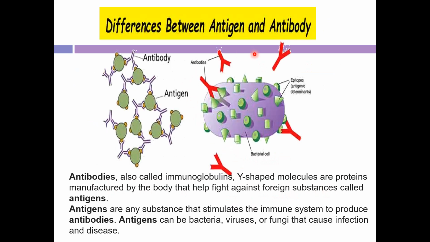What is the difference between the antigen and antibody? Antibody is also called immunoglobulin. Antibodies are Y-shaped molecules. Y-shaped molecules are proteins manufactured by the body that help fight against foreign substances, and those are called antigens. Antigens are any substances that stimulate the immune system, and they produce the antibodies. An antigen can be bacteria, virus, or fungi that can cause infection or some diseases.